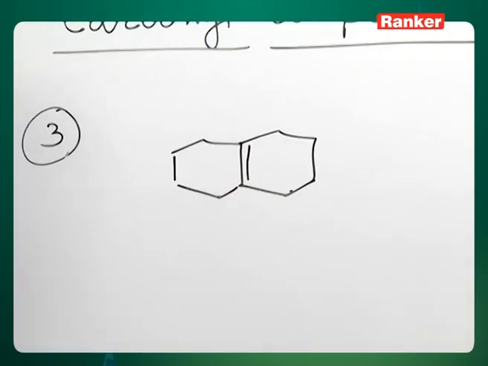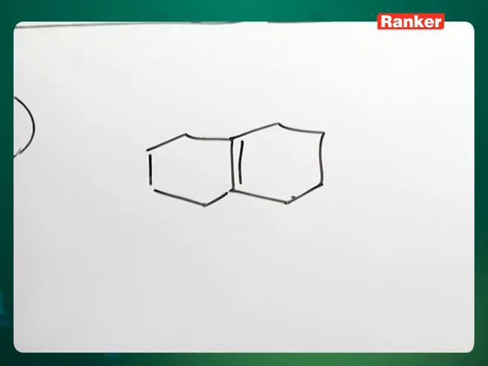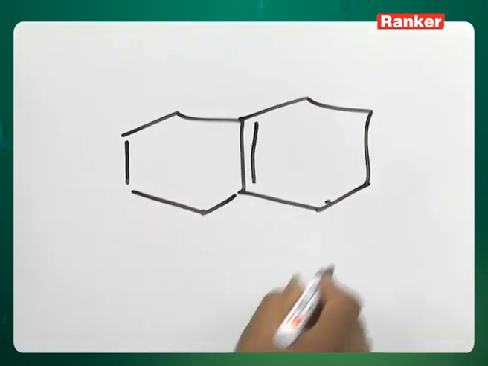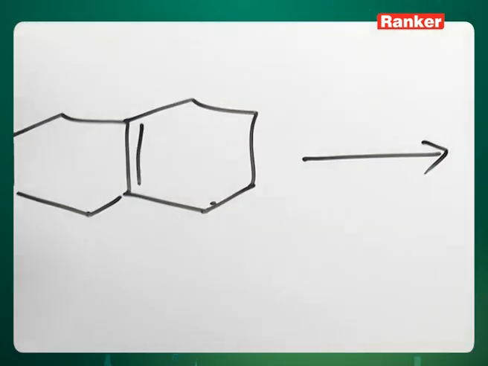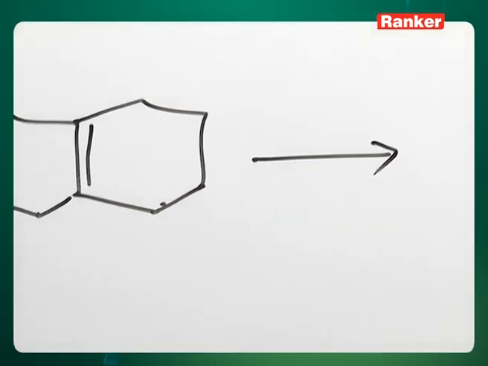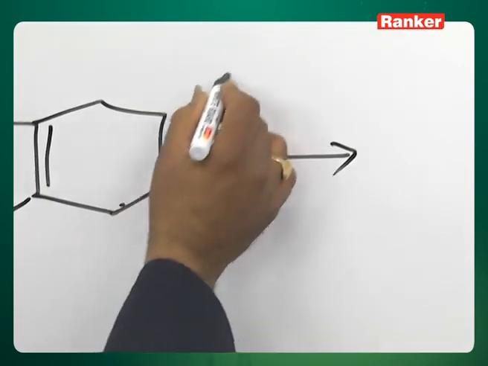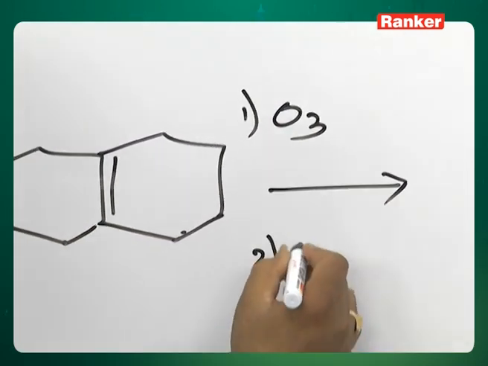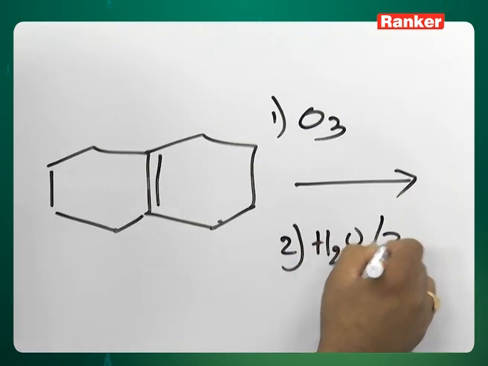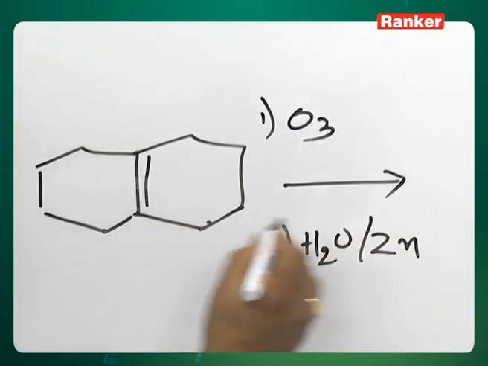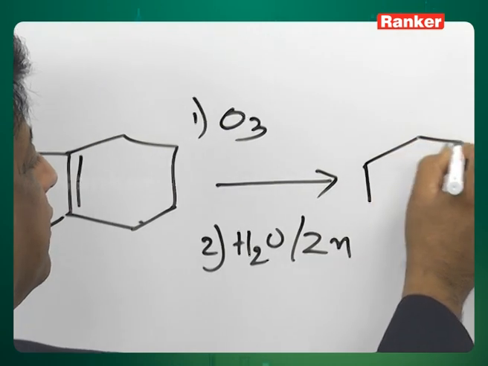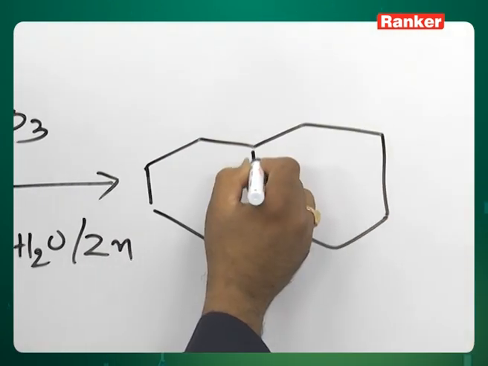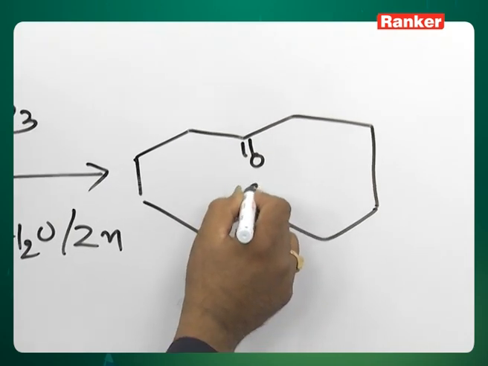There is a double bond in the center of the 2 rings. Both are saturated rings, they are not aromatic, and treated with the ozonolysis reaction. First the option is ozone, zinc and water. Treated with ozone, ozonide is formed, then hydrolyzed in presence of water. So that is reductive ozonolysis, which will give the compound like this. A ketone is formed here, another ketone is formed.